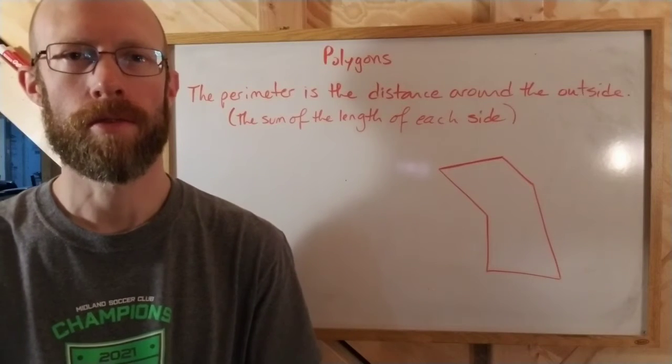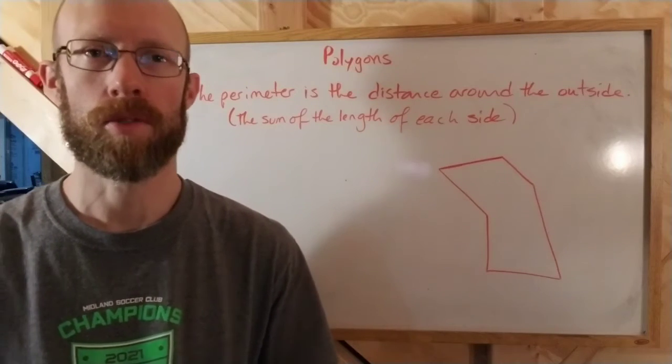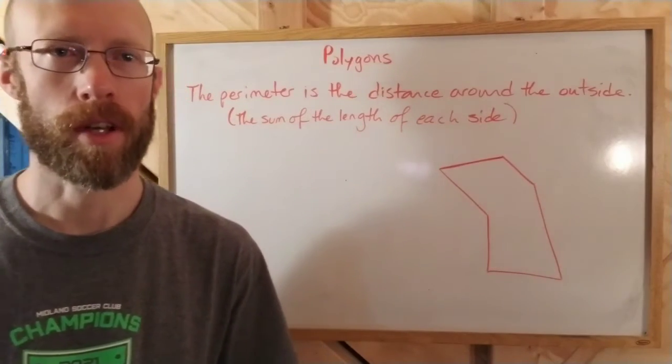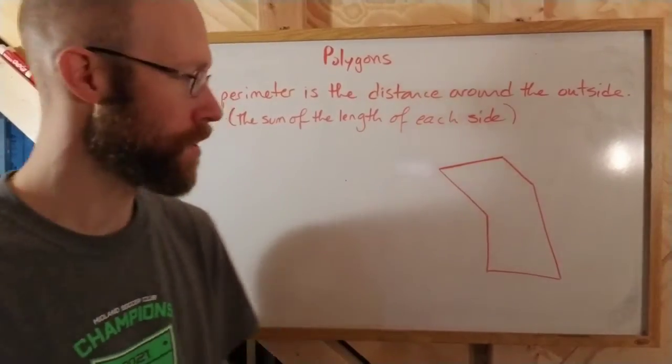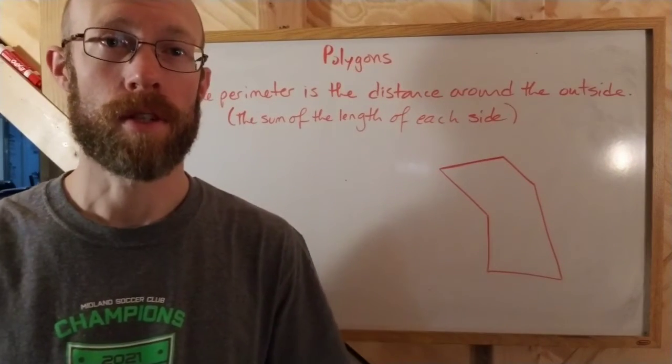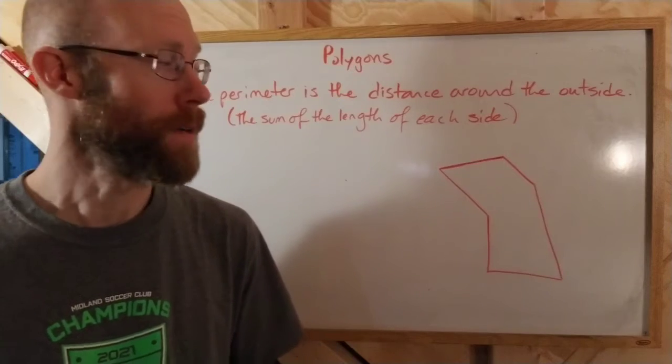Now we're going to look at some other features of polygons. Polygons really have several properties that we're going to look at. We've already seen the angle measures, right? We talked about the sum of the angles for different size polygons.